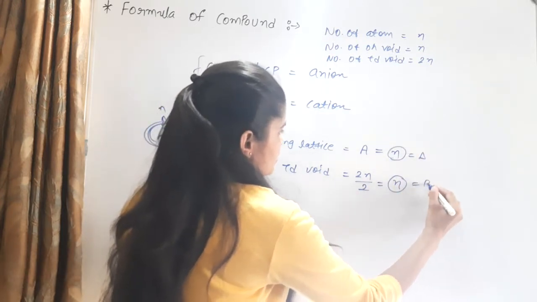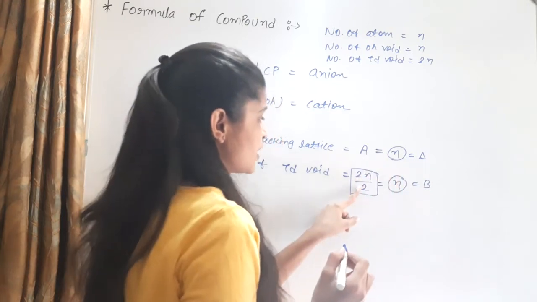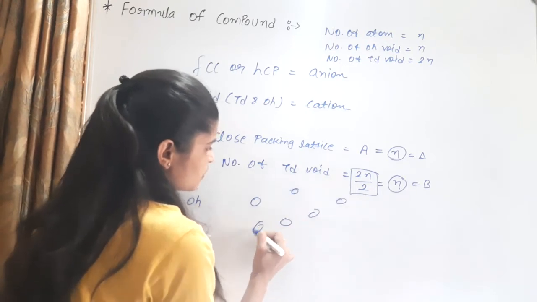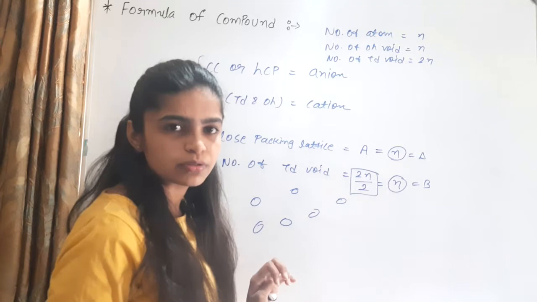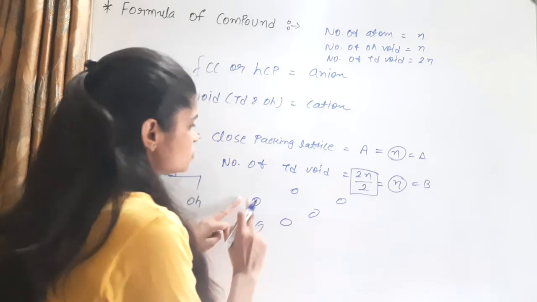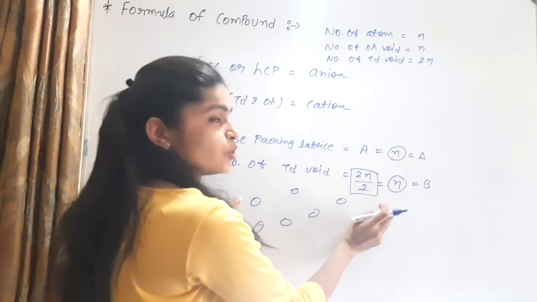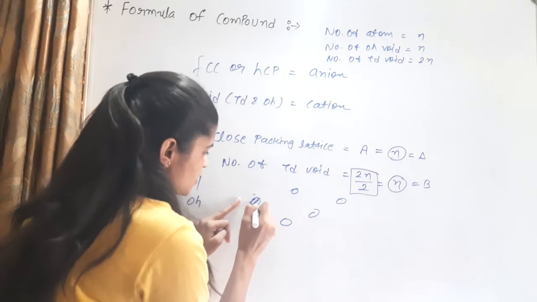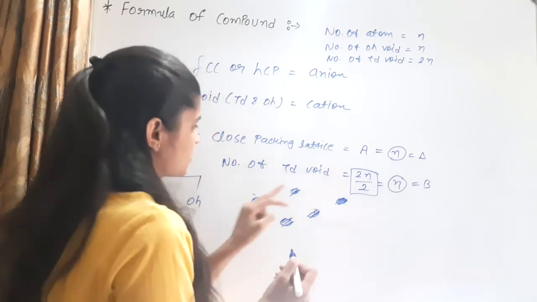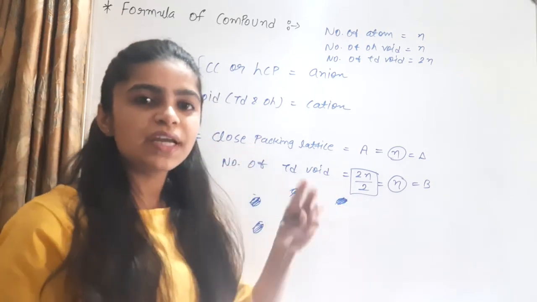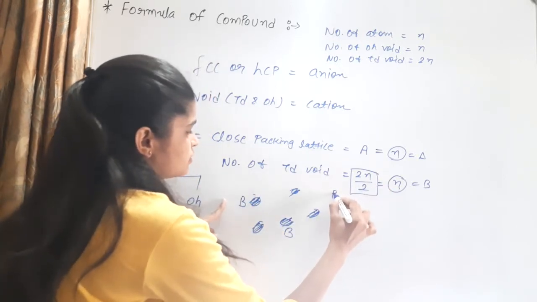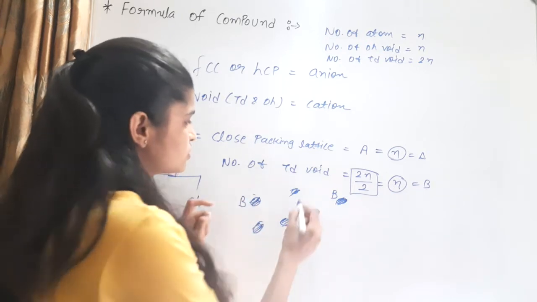This is A and B. How do we divide 2n by 2? For example, these are the tetrahedral voids, 1, 2, 3, 4, 5, 6 tetrahedral voids. The number of tetrahedral voids per atom is 2, so in this formula we divide by 2, which means n. So these are all the tetrahedral voids. But B adopts alternate tetrahedral voids, for example this and this. These are the alternate tetrahedral voids. The other voids are vacant.